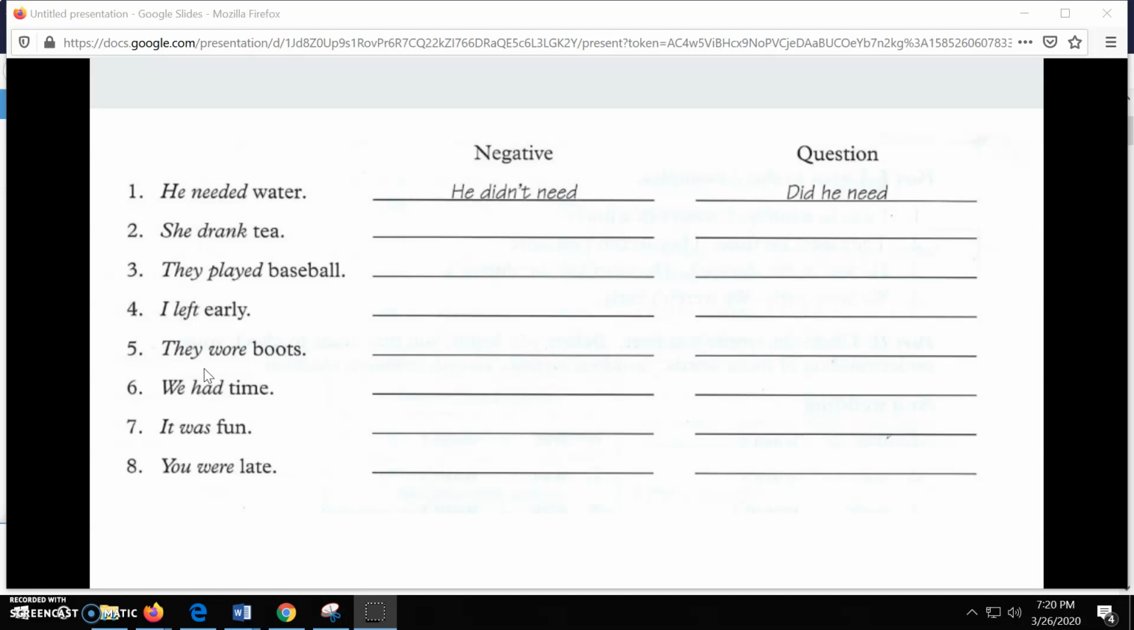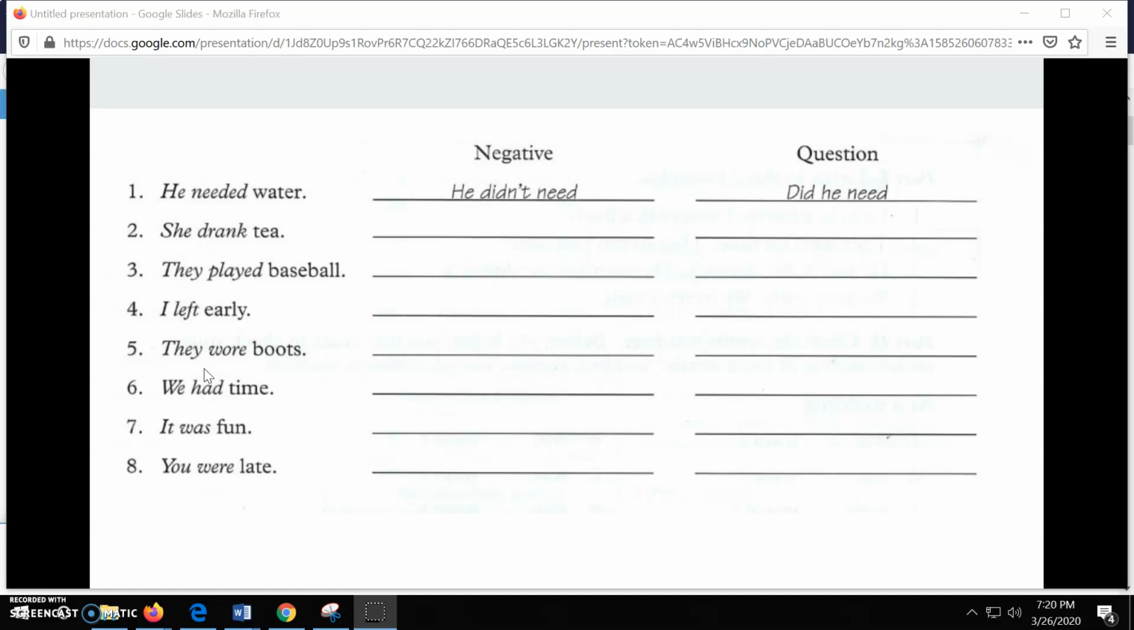Okay, so here is an example. Number one says, he needed water. So the verb in the past is needed. Okay, now the negative form would be he didn't need. Okay, and the question form is, did he need? Okay, you don't have to write complete sentences. You just need to write the negative and question forms of the words in italics.